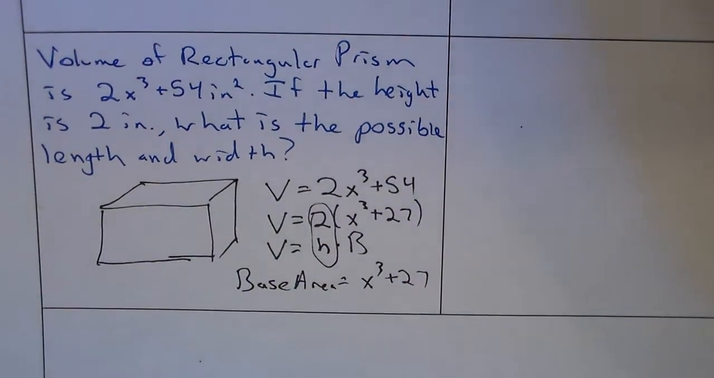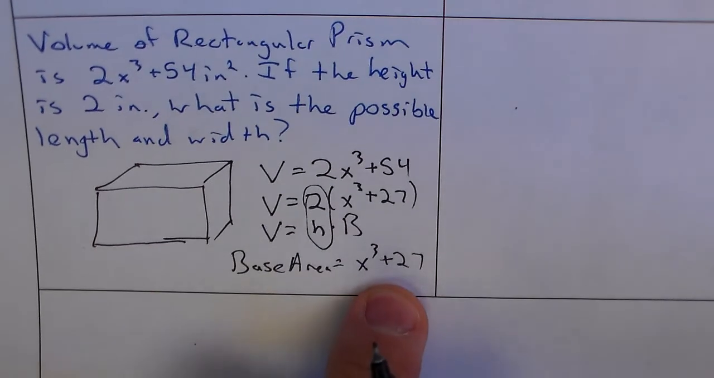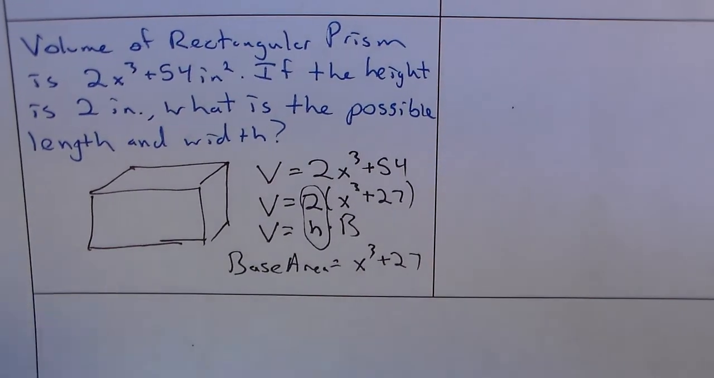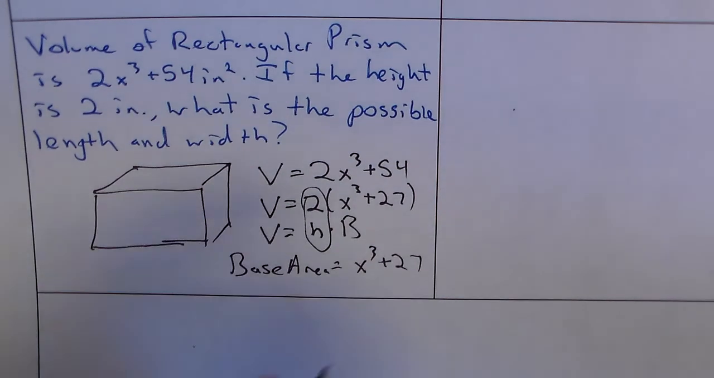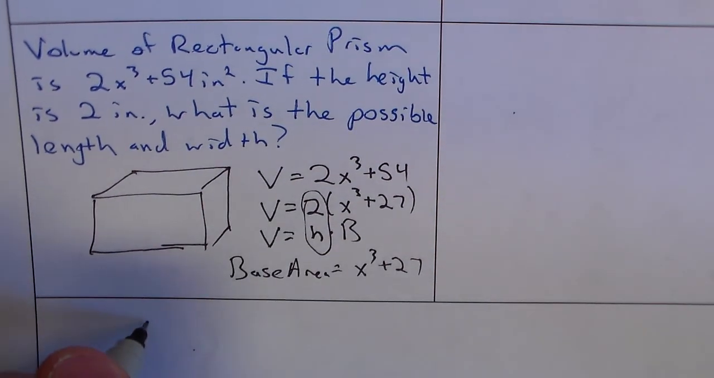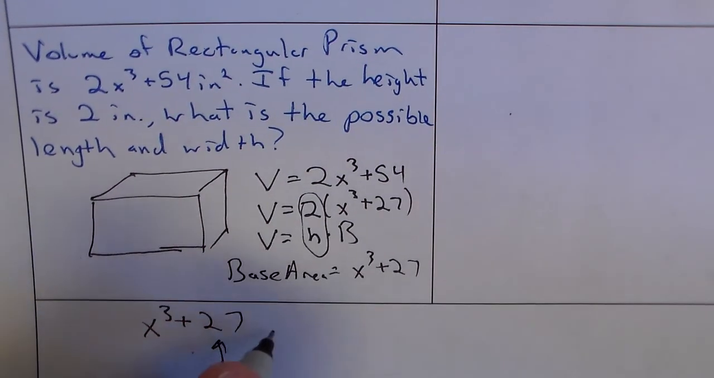So when it asks for what is the possible length and width, what we have to do is factor this term to find what the factors are, which could be length or width. It doesn't matter which one's which, we just need to show that we can factor it. This is a sum of cubes, which we've been looking at. This is 3 to the third.